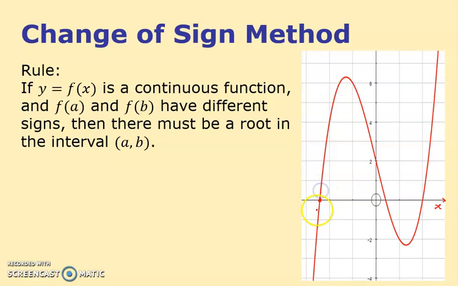And by definition, as long as it's a continuous function, it just doesn't magically jump from one side to the other. If it's negative down here and positive up here, somewhere in between it must have crossed this x-axis. And this is what this says. It says if y equals f of x is a continuous function, and f of a and f of b have different signs, there must be a root in the interval a, b. So we basically look for two numbers between which the sign of the function changes.